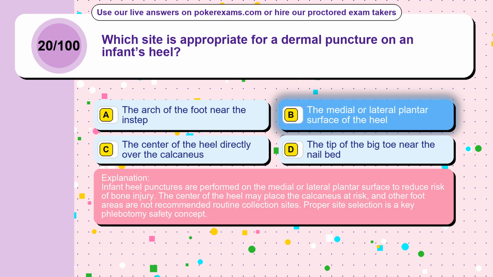Infant heel punctures are performed on the medial or lateral plantar surface to reduce risk of bone injury. The center of the heel may place the calcaneus at risk, and other foot areas are not recommended routine collection sites. Proper site selection is a key phlebotomy safety concept.